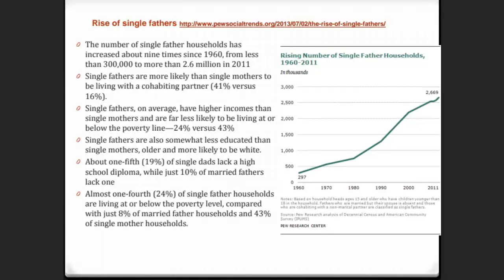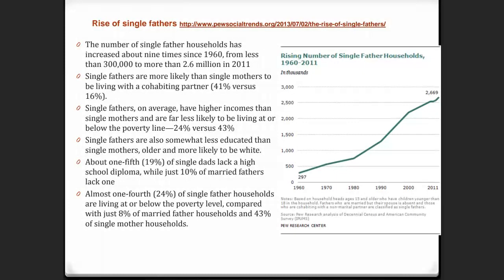Single fathers are more likely than single mothers to be living with a cohabiting partner, 40% versus 16%. Single fathers on average have higher income than single mothers and are far less likely to be living at or below the poverty line, 24% versus 43%. 24% of single fathers versus 43% of single mothers. And of course, single fathers are also somewhat less educated than single mothers, older, and of course more likely to be white.